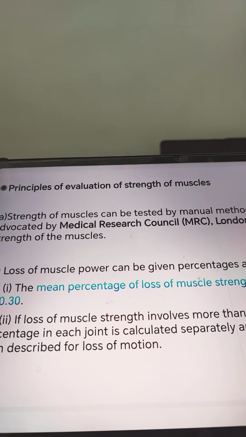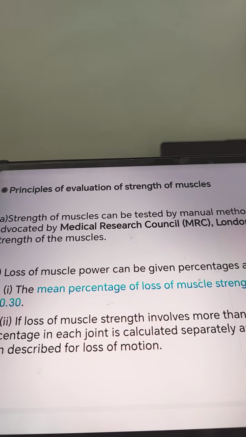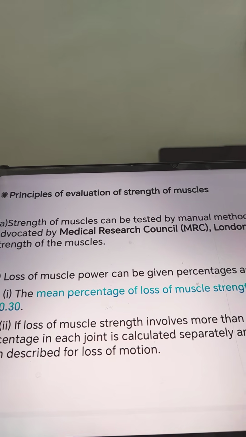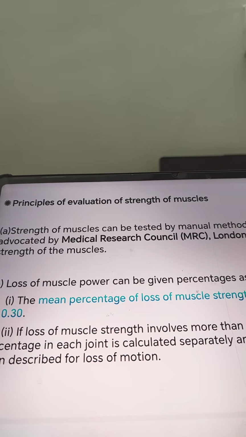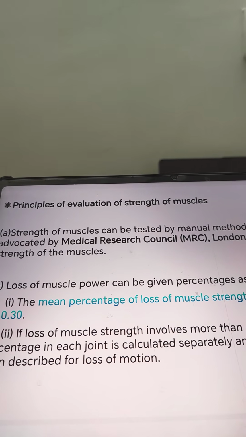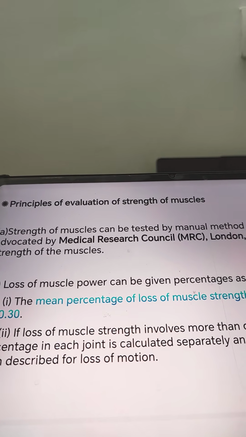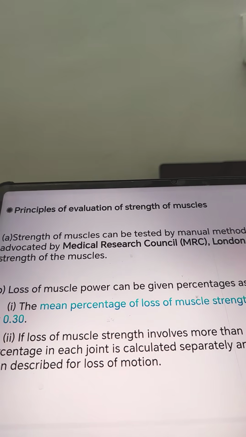Principle of evaluation of strength of muscle. Strength of muscle can be tested by the manual method, 0 to 5, Medical Research Council, MRC, London, UK, depending upon the strength of muscle. Loss of muscle power can be given a percentage as follows. Mean percentage of loss of muscle strength around a joint is 0.3. If loss of muscle strength involves more than one joint, then the mean loss of percentage in each joint is calculated separately and then added together.